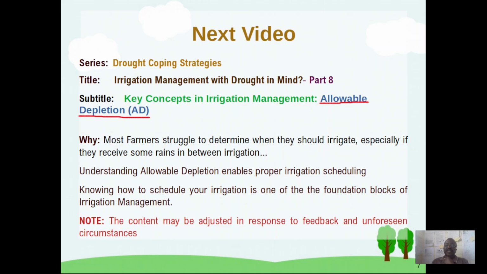Most farmers actually struggle to determine when they should irrigate, especially if they receive some rains in between irrigation. So understanding allowable depletion enables proper irrigation scheduling, and knowing how to schedule your irrigation is one of the foundation blocks of irrigation management.